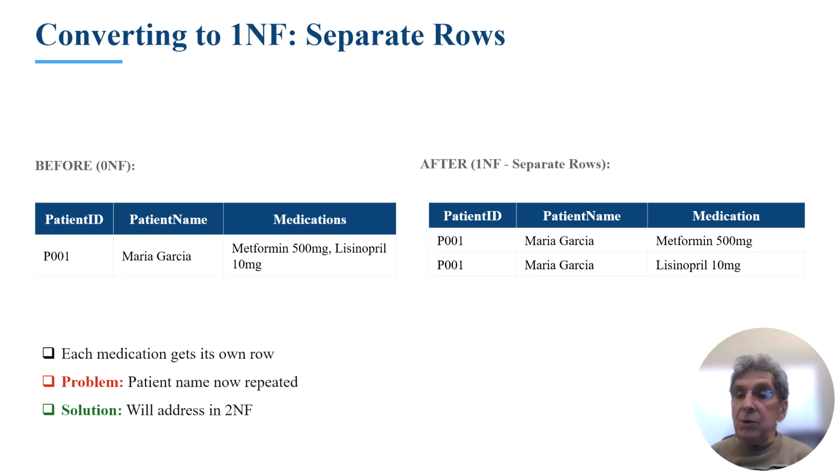Also, notice that our original primary key, patient ID alone, no longer works. Maria has 2 rows with patient ID P001. We now need a composite key, perhaps patient ID and medication, to uniquely identify each row. Method 1 is quick, but often creates partial dependencies that we will need to resolve.